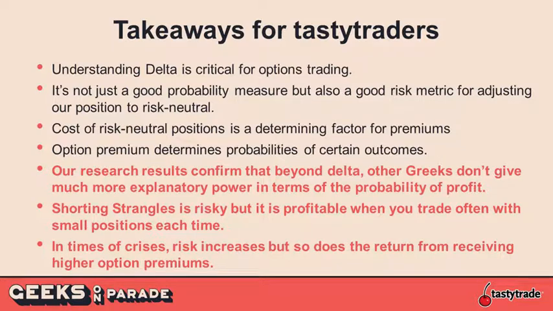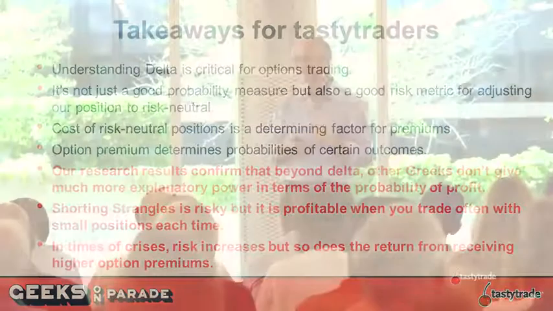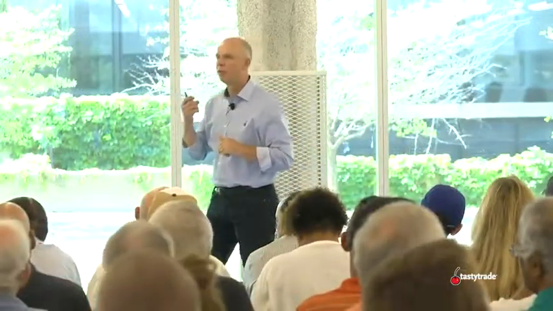Research also confirms that beyond delta, the other Greeks don't really matter much. Shorting strangles is risky, but it is profitable if you keep your positions small and you do it frequently. Just basically what Tom and Tony are talking about every single day. In times of crisis, it actually pays to take on these risky positions. Why? Because your implied volatility is so high that you're really increasing your profitability and also your probability of success.